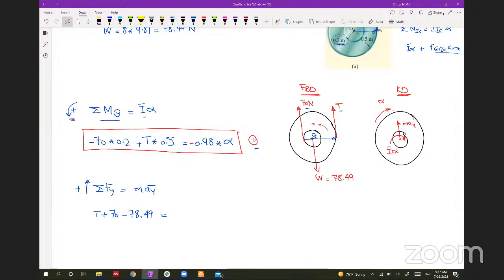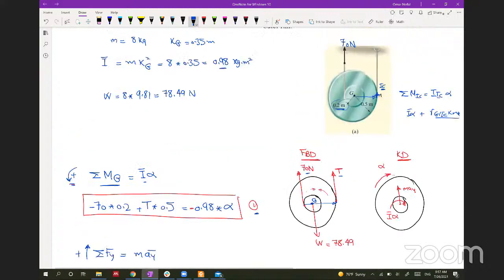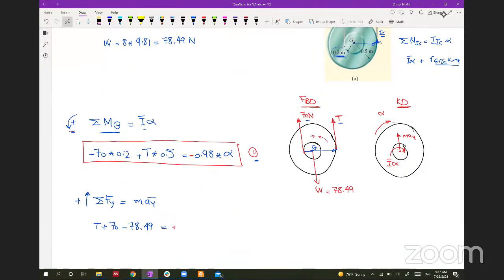So let's move to Fy. And actually, let's check the signs again. So we have T and 70 going up and weight is going down with negative sign. And let's check the sign of MAY. So AY is assumed to go up and our positive is up. So our sign here will be positive. So it will be mass, the mass is 8 kilogram multiplied by AY. And actually we can get AY as a function of alpha.